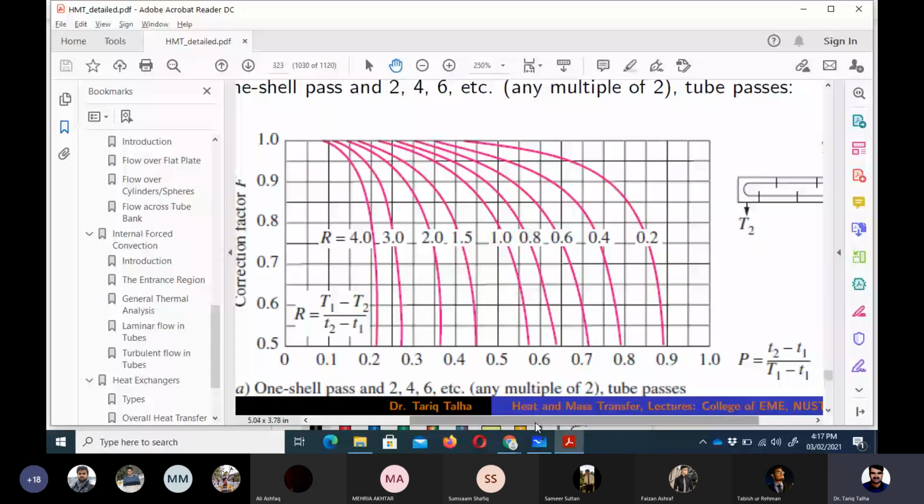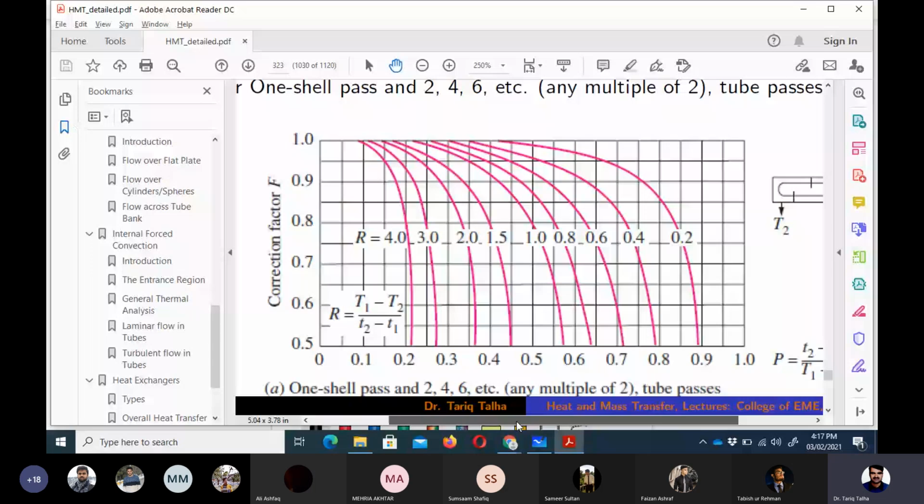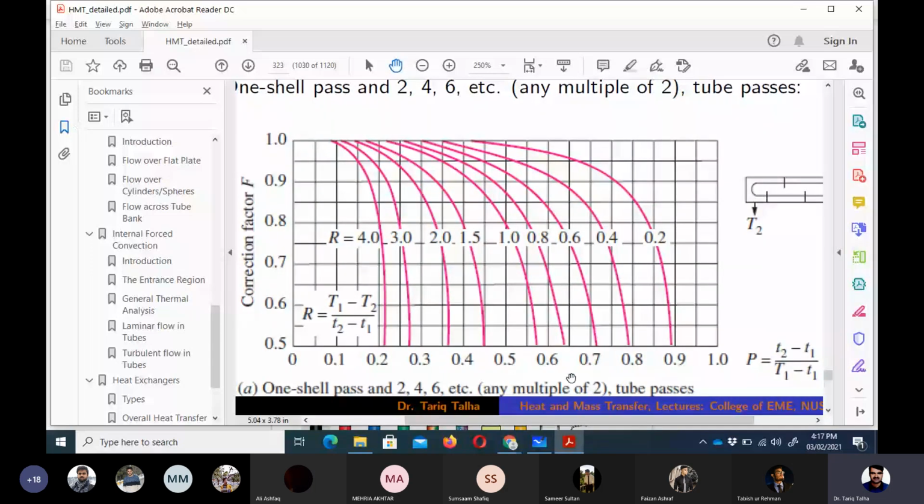So now on the x-axis we have got the P parameter. Here P is written, the formula is also written, and the schematic is also shown here. And then on the y-axis we have got the correction factor. So we have got the P parameter on the x-axis.